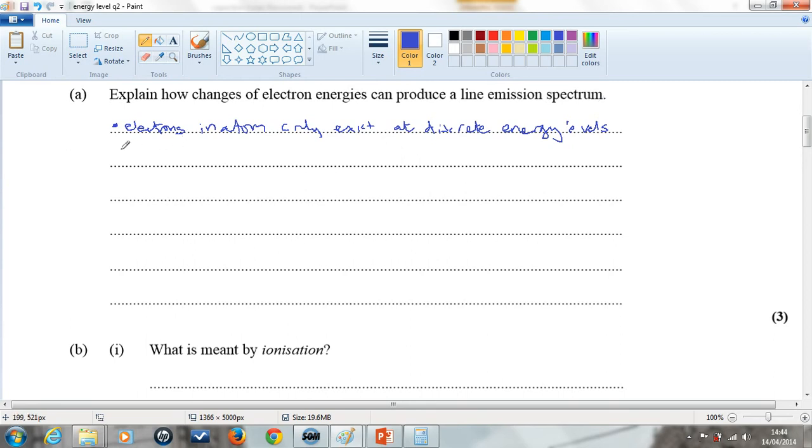We then need to say that when an electron falls from a higher energy level to a lower one, it emits a photon.